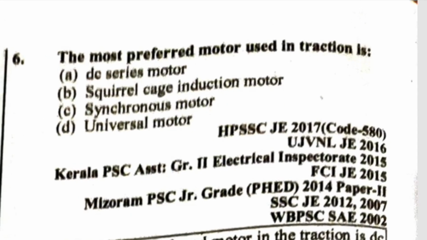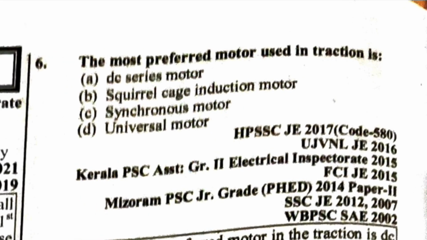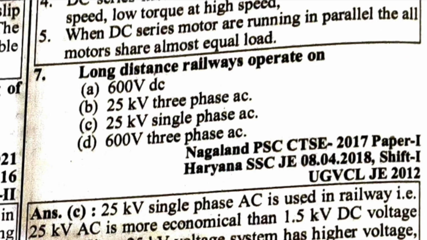The most preferred motor used in traction is DC series motor. The most preferred motor used in traction, DC series motor. Long distance railways operate on 25 kilovolt single phase AC.